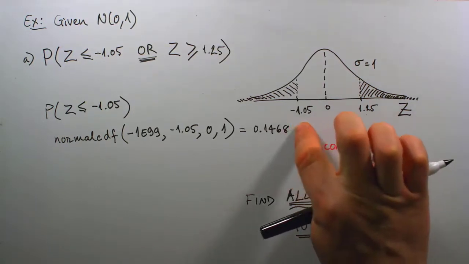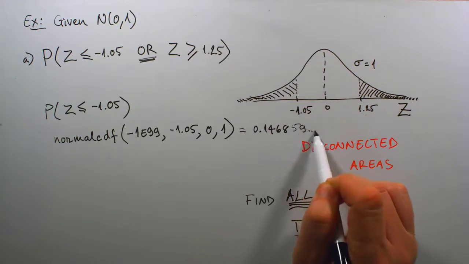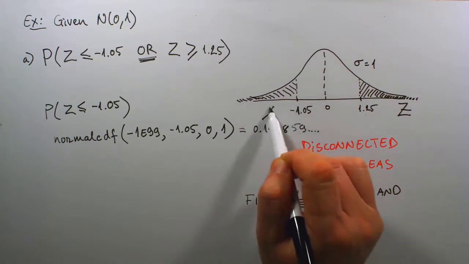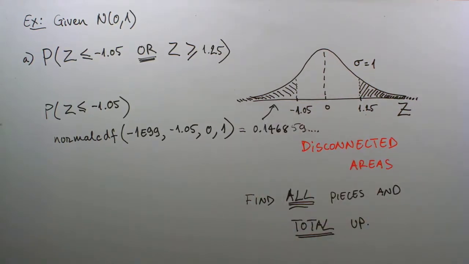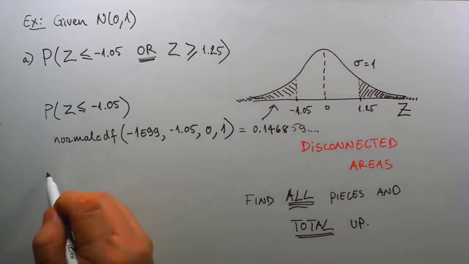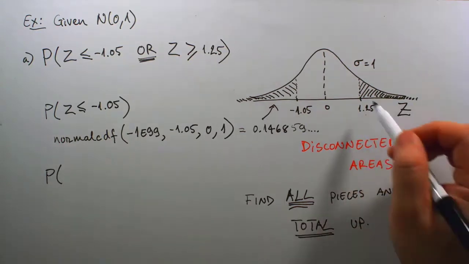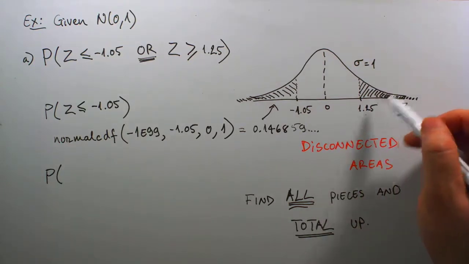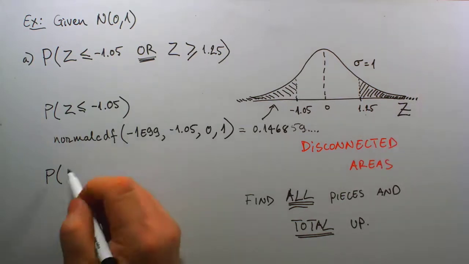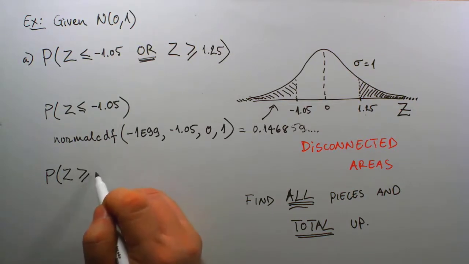It should have been 0.46859 and a lot longer. But that's the area for this piece right here. So the other piece, on the other hand, is done as finding the area. If we individually find just that piece, then it is the area on the bell curve where we're looking for z-score greater than or equal to 1.25.